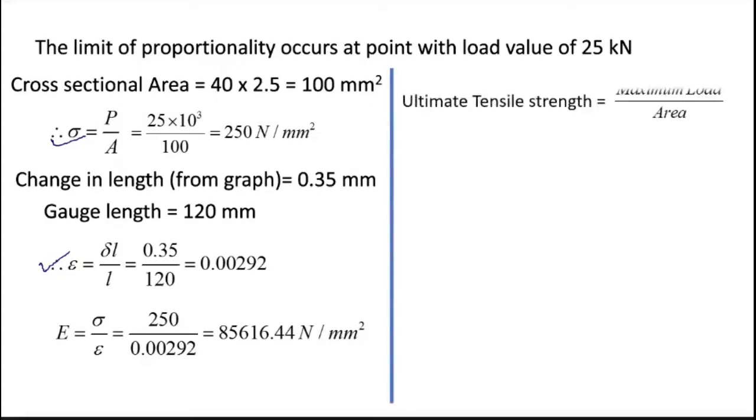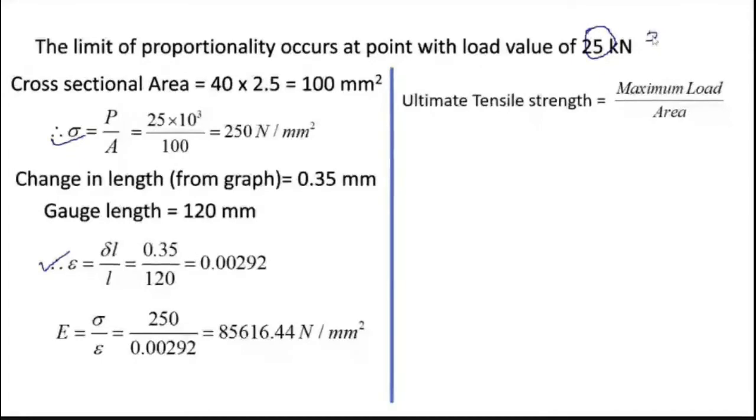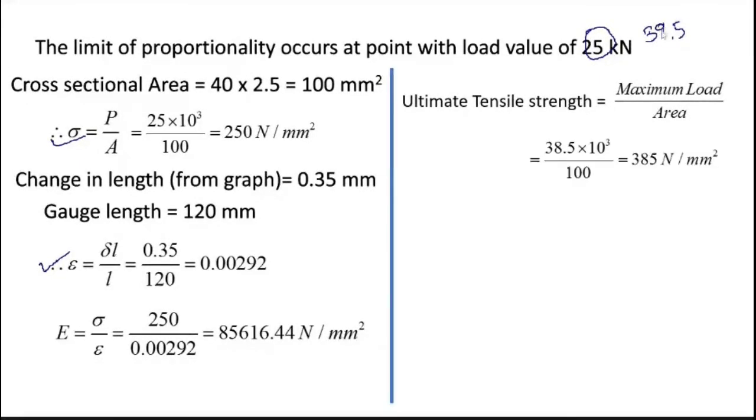Similarly, they also asked for ultimate strength. Ultimate strength is maximum load by area. No change. Only difference is, instead of 25, I am going to put 39.5, right? That is my maximum, I think. 38.5. So 38.5 into 10 power 3 divided by area, which is again 100. I will get my ultimate tensile strength. Ultimate is maximum. Whenever I say ultimate, it means maximum.